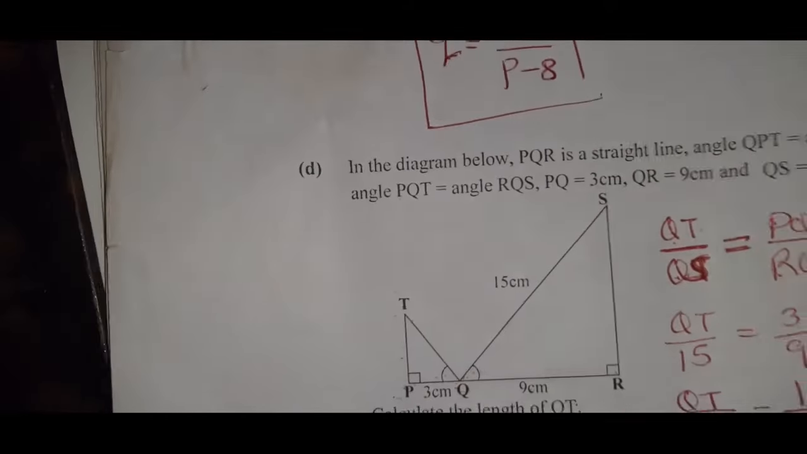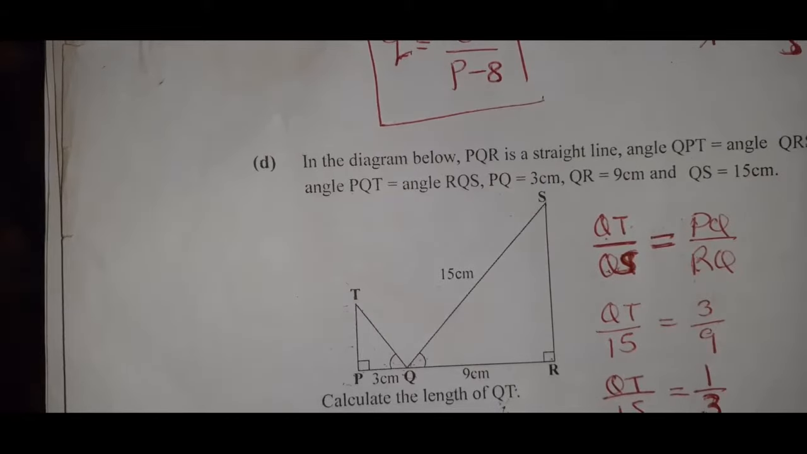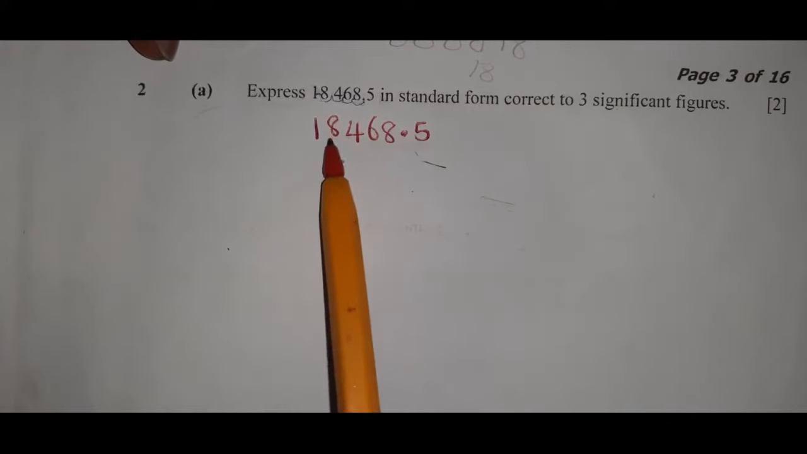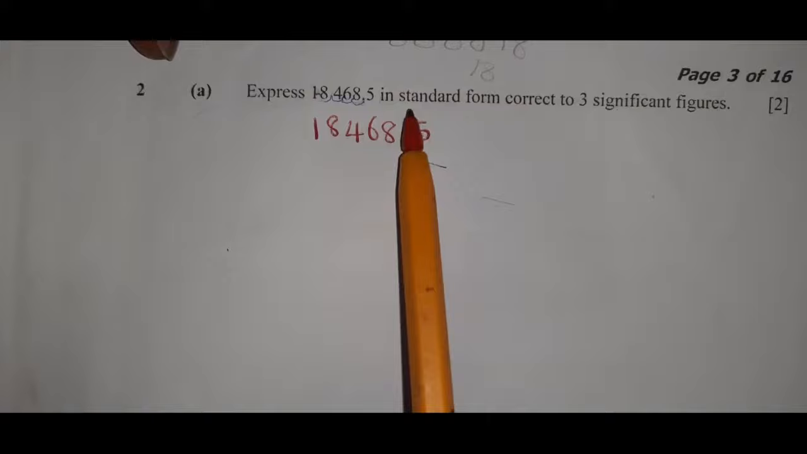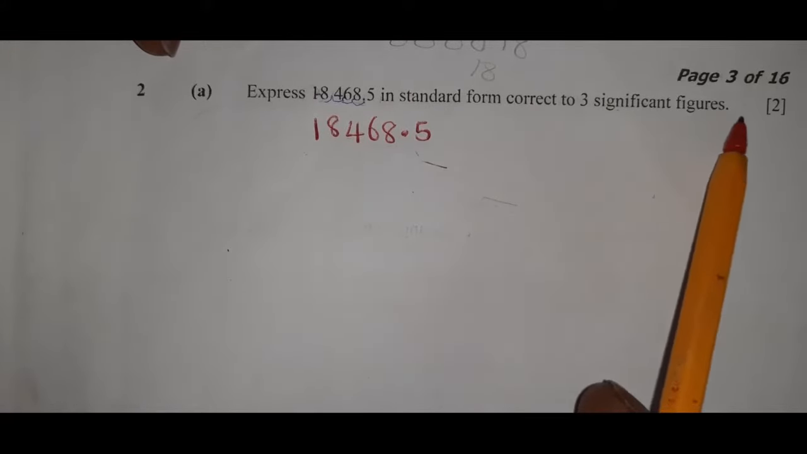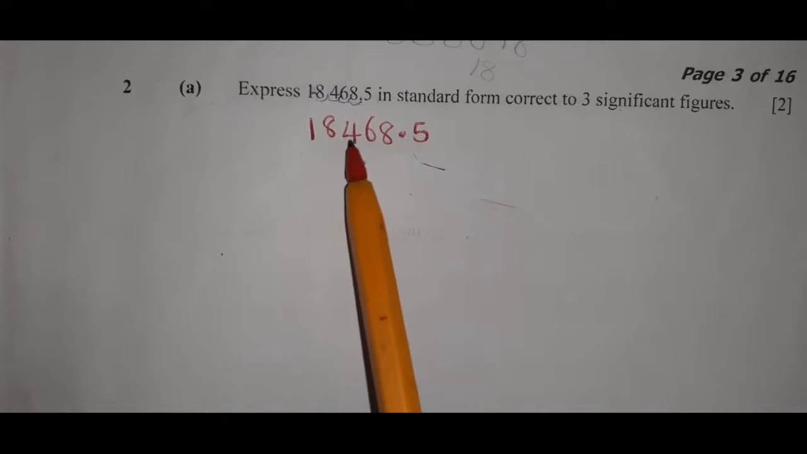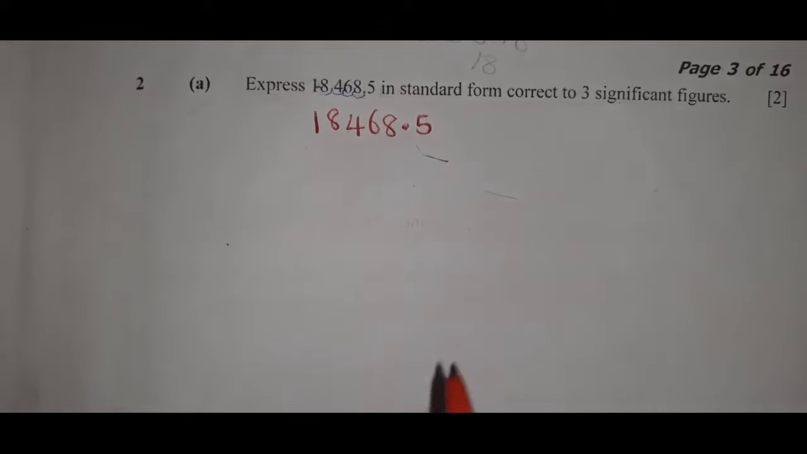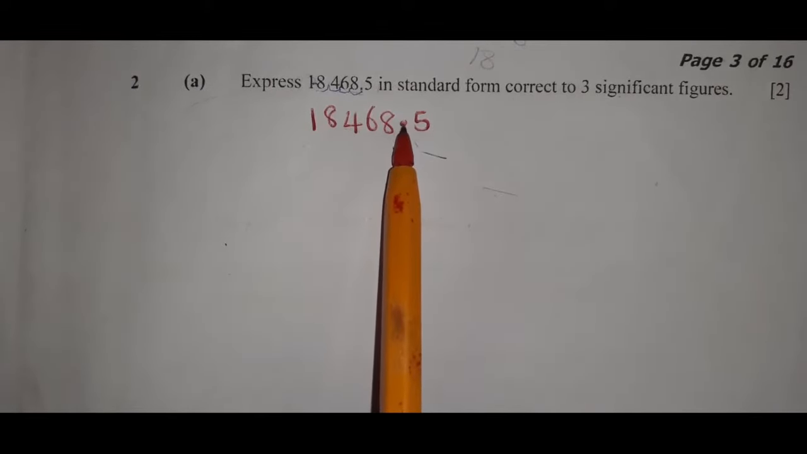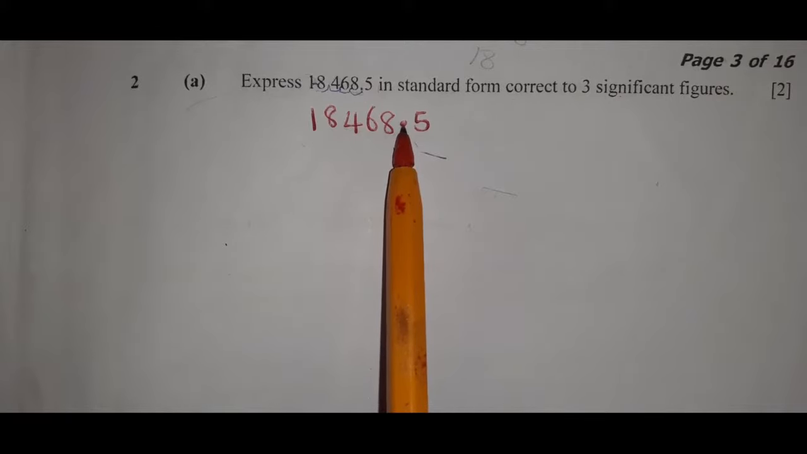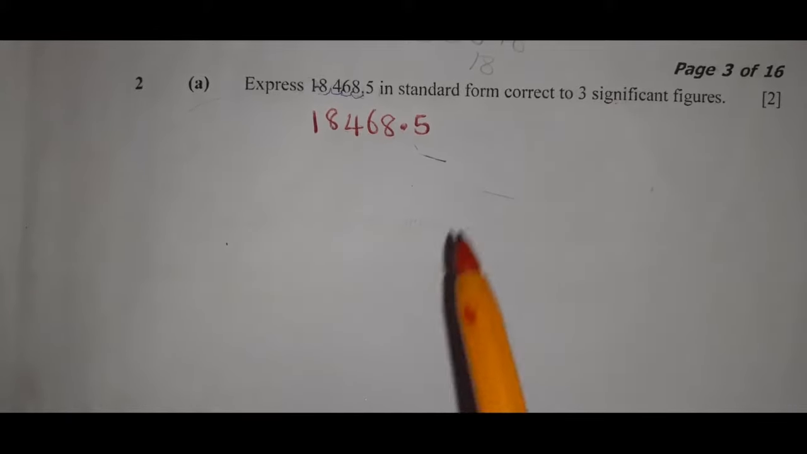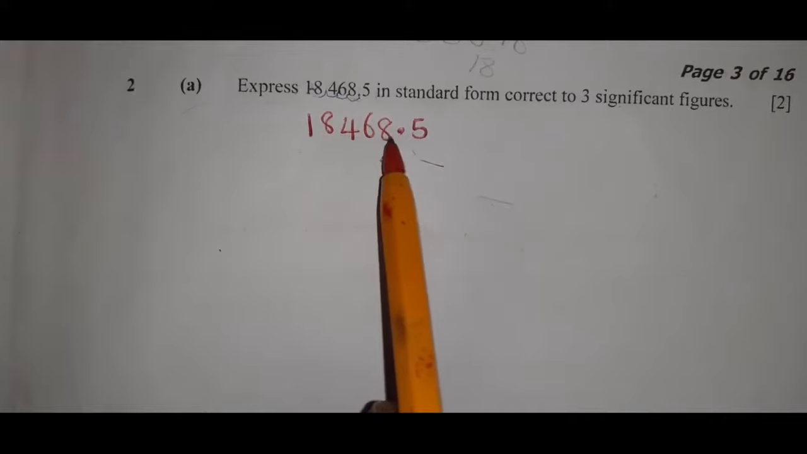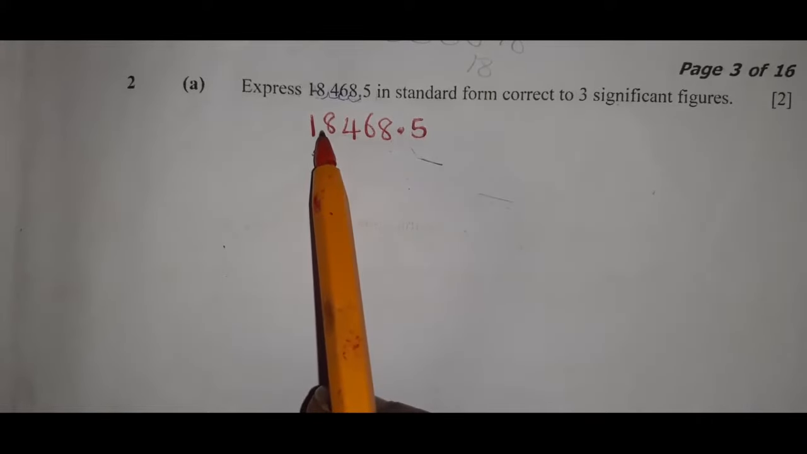You get 3 marks for that. Okay, let's go to the next one. Express 18,468.5 in standard form correct to 3 significant figures. We are writing this in standard form, correct to 3 significant figures. The first thing we are supposed to do is to write it in standard form. So we have to move this point up to here. That is the procedure. It is going to move how many steps? 1, 2, 3, 4.